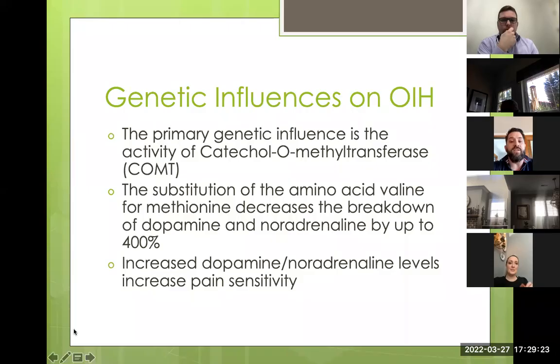The genetic changes would be in the activity of COMT, and that's the substitution of the amino acid valine for methionine, and that decreases the breakdown of dopamine and noradrenaline by up to 400%. And increased dopamine and noradrenaline levels increase pain sensitivity, because your sympathetic nervous system is ramped up, and that's going to change how your body reacts to pain also.